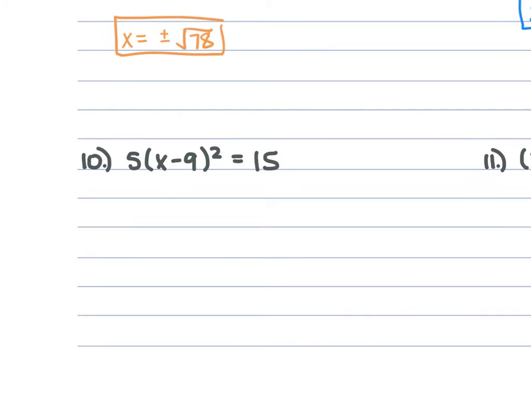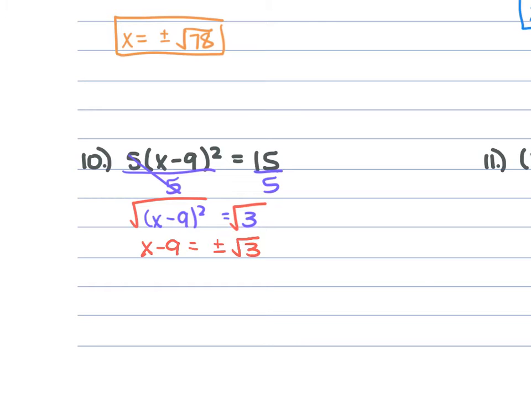For 10, we have 5 times x minus 9 squared is equal to 15. We're going to start here by dividing each side by 5. We get x minus 9 squared is equal to 3. From here, we take the square root of both sides, so x minus 9 is equal to plus or minus square root 3. Now get x by itself, add the 9 to both sides, so x is equal to 9 plus or minus the square root of 3.